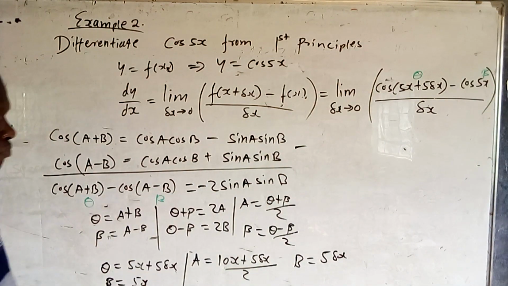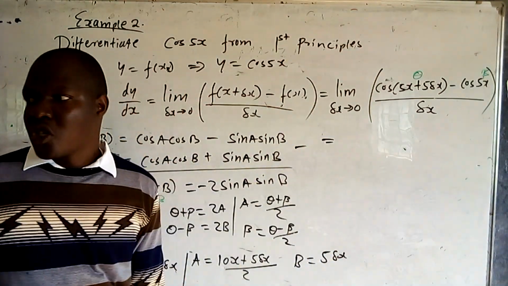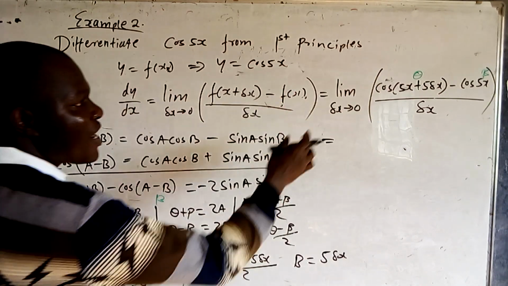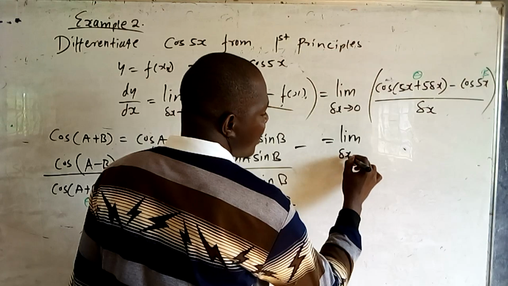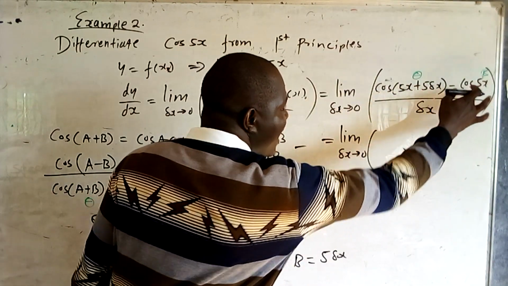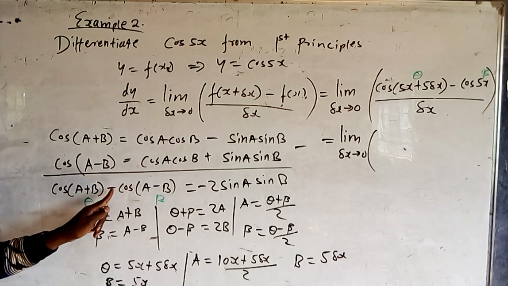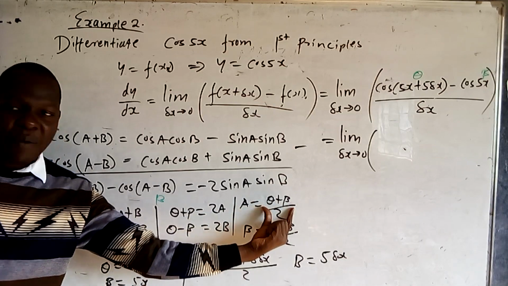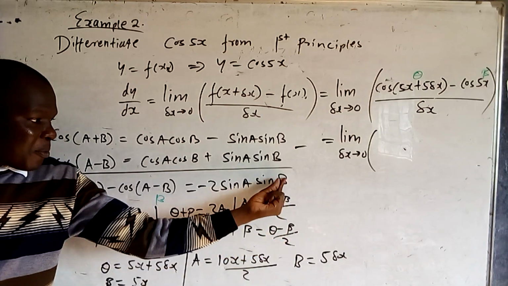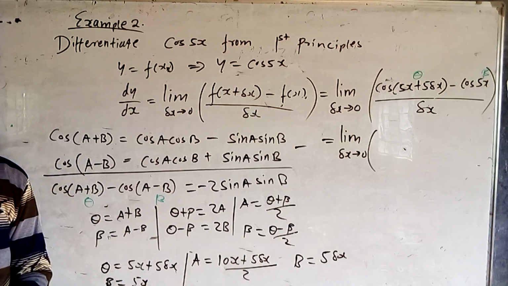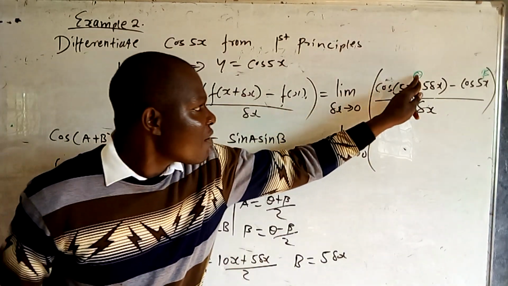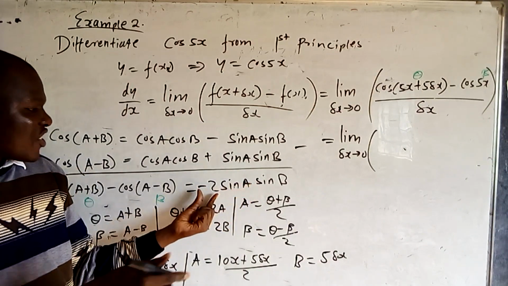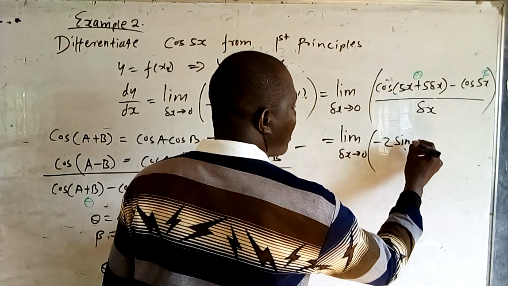Then that one is equal to, you now do the substitution from all this, isn't it? So this one is now equal to the limit as change in x tends to 0 of cos theta minus cos beta. We found it is minus 2 sine A, but A is theta plus beta over 2, isn't it? Sine B, and B is theta minus beta over 2. So where we have cos theta minus cos beta, we put its corresponding value with multiplication sign, isn't it? So it is negative 2 sine A.